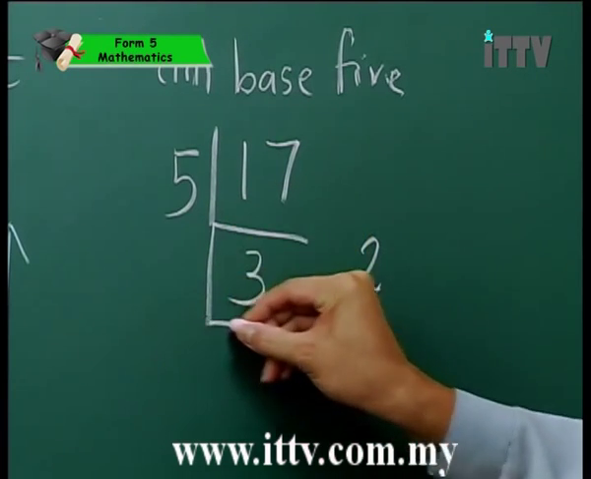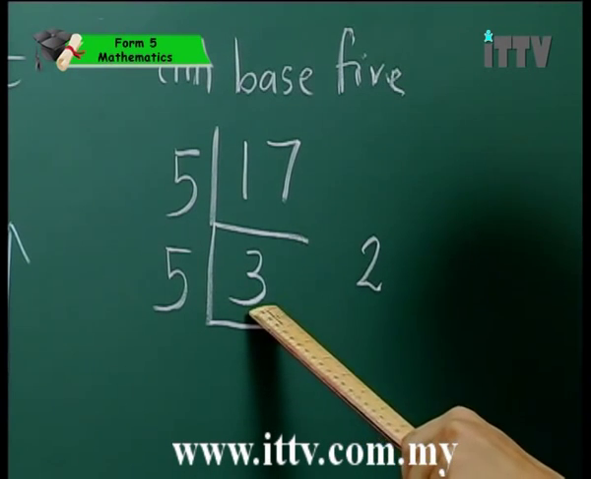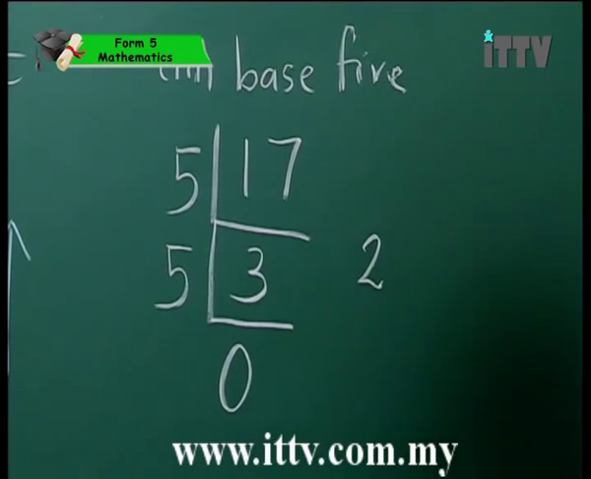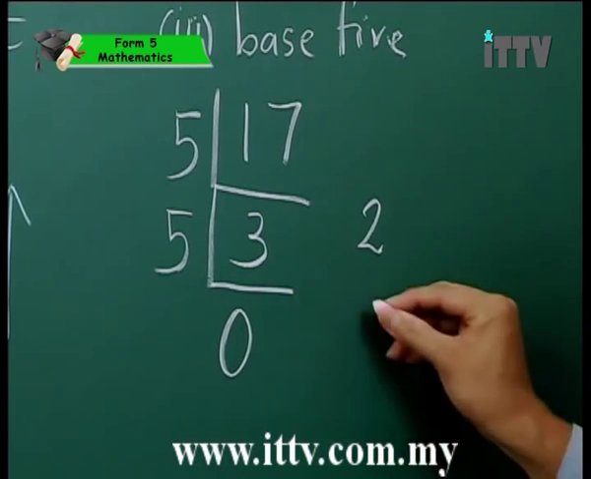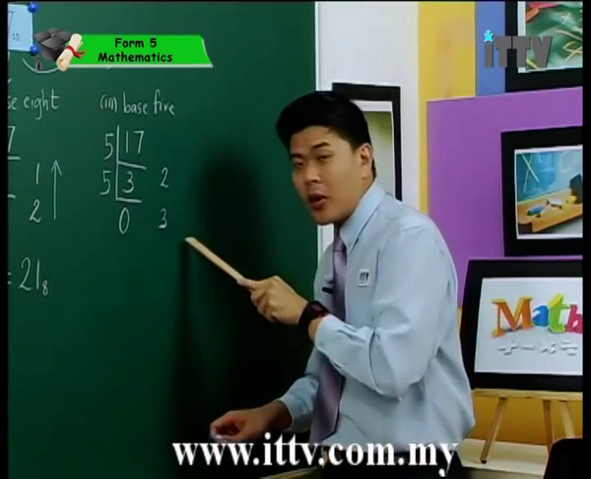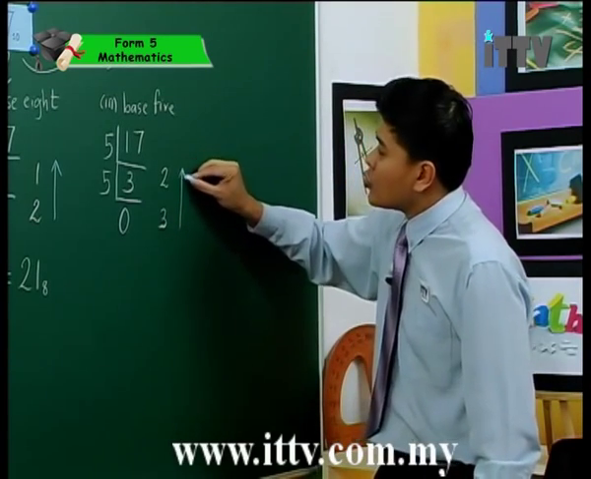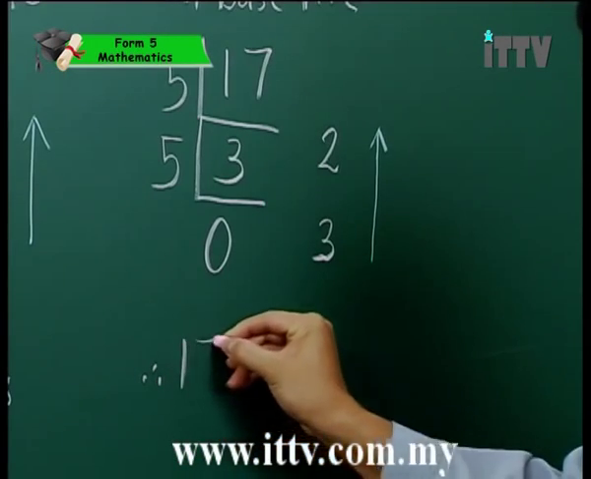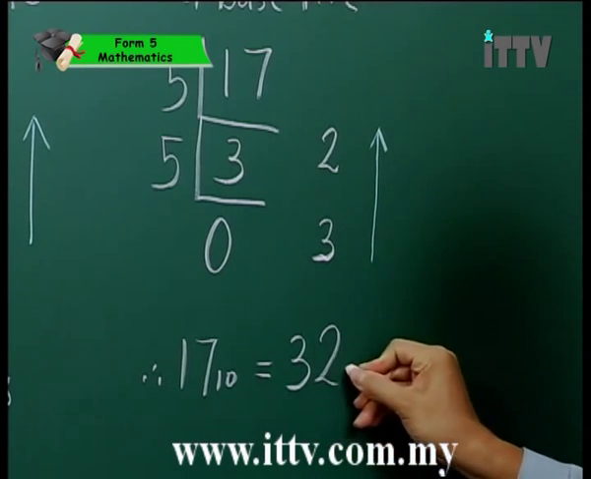Then go on, divide by 5 again. Do you stop here? Yes, because the number inside here is smaller than the outside. Then you stop by finishing off with 0. 0 times 5 is 0, and the difference between 0 and 3, the remainder, is 3. Now remember, don't read it from top to bottom. Read it like how a bat would read it, from down to up. And lastly, write it down: 17 in base 10 is equivalent to 3, 2 in base 5.